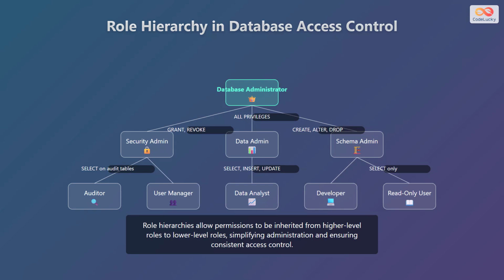Role hierarchies allow permissions to be inherited from higher-level roles to lower-level roles. This simplifies administration and ensures consistent access control. As shown in the diagram, the Database Administrator role has access to grant and revoke permissions. Security Admin, Data Admin, and Schema Admin roles are inherited from this role. Auditors, User Managers, Data Analysts, Developers, and Read-Only Users are inherited from the Security Admin, Data Admin, and Schema Admin roles.